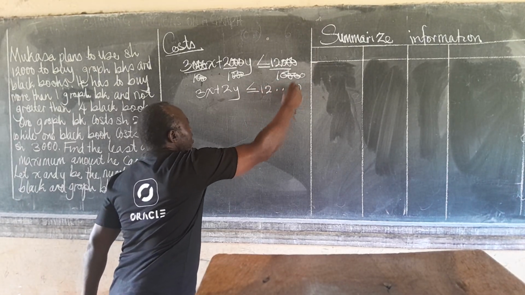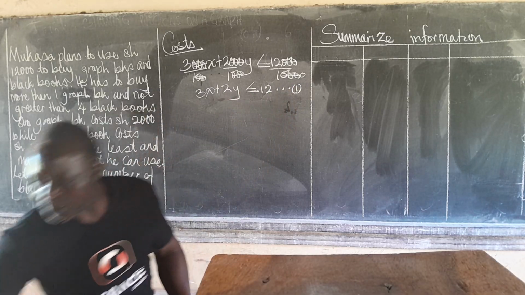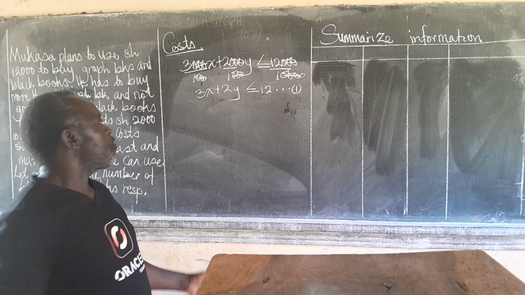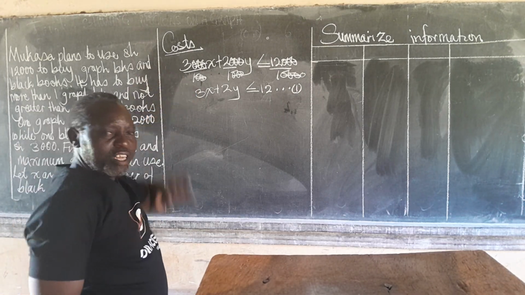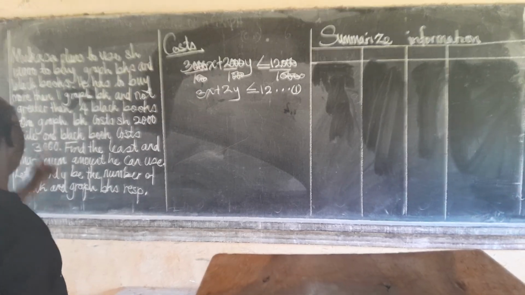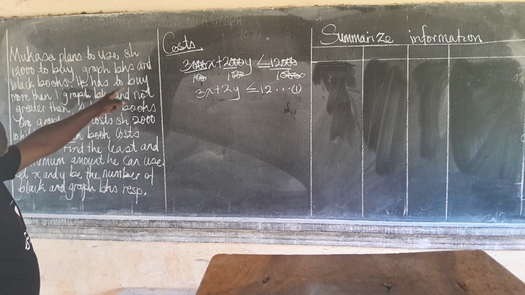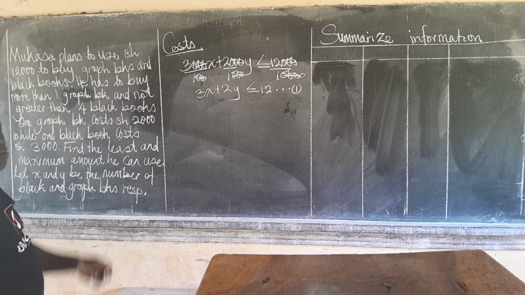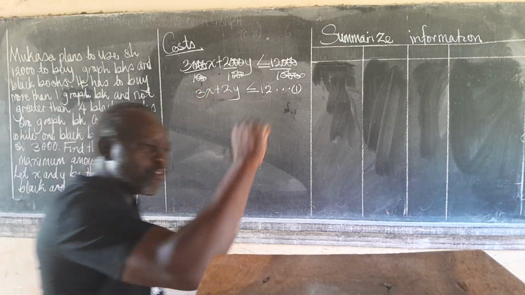Therefore that is our inequality 1. Where have we got it from? From the costs. Then 2. We are being told that he has to buy more than one graph book.